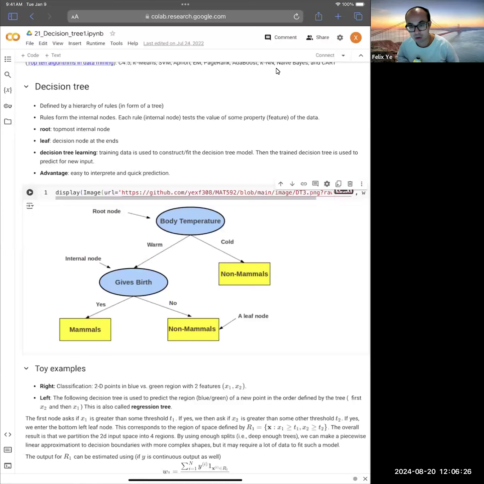If the body temperature is cold, it will be non-mammal. If it is warm, it will ask whether it gives birth or not. If it doesn't give birth, it's non-mammal. If it gives birth, that will be mammal. So these are very clear rules to follow. It's basically how a biologist would make the prediction of whether an animal is a mammal or non-mammal, giving a logical sense of how they think. This decision tree is very close to the intuition of scientists. That's why a lot of people like to use decision trees in practice.